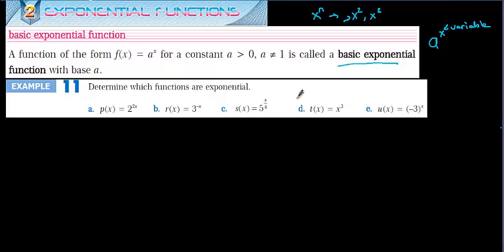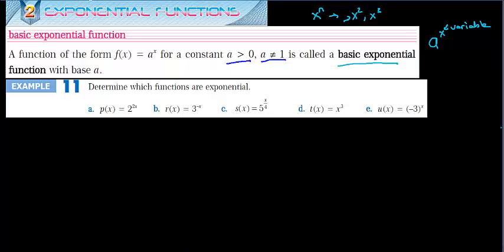Okay, and we have to be careful about two conditions for the exponential functions. The first condition is a must be greater than 0, and the second condition, a shouldn't be equal to 1. Let's check the questions here, and see whether they are exponential or not.